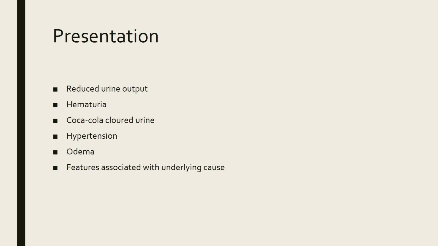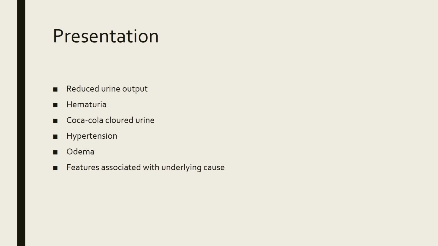In terms of presentation, patients with the nephritic syndrome, we said, have the hallmark feature of having glomerular hematuria. This hematuria may be either microscopic, meaning we can't see the blood in urine with our naked eyes, or indeed it may be macroscopic. The blood may be bright red, but more often associated with dark colored blood in the urine, which is known as Coca-Cola colored urine. Patients will also have reduced urine output, hypertension, and edema. Other features that are associated with the primary cause of the nephritis may also be present.